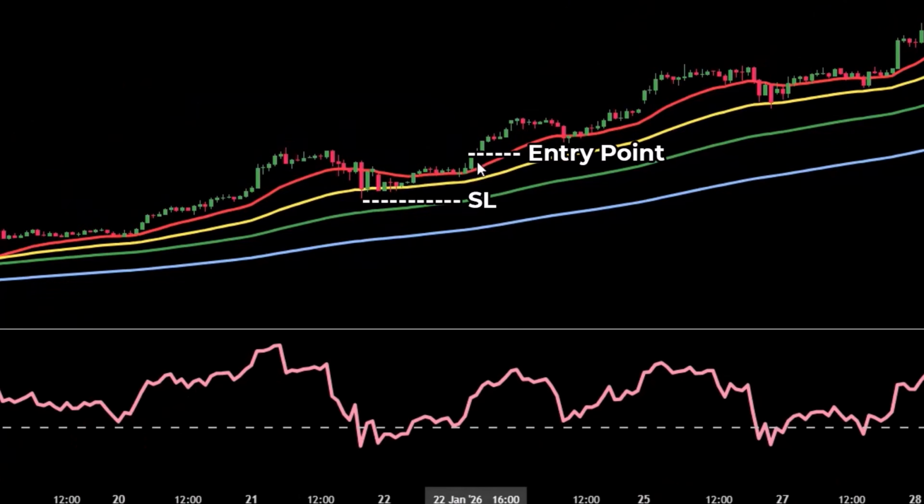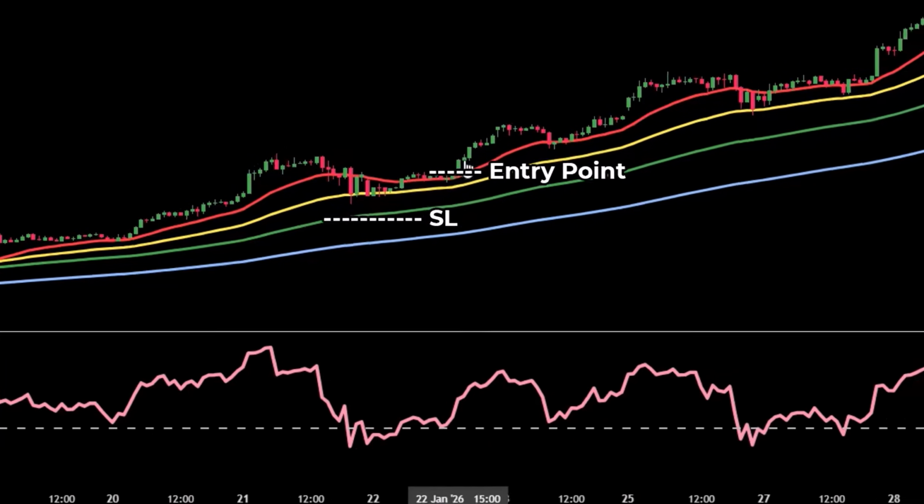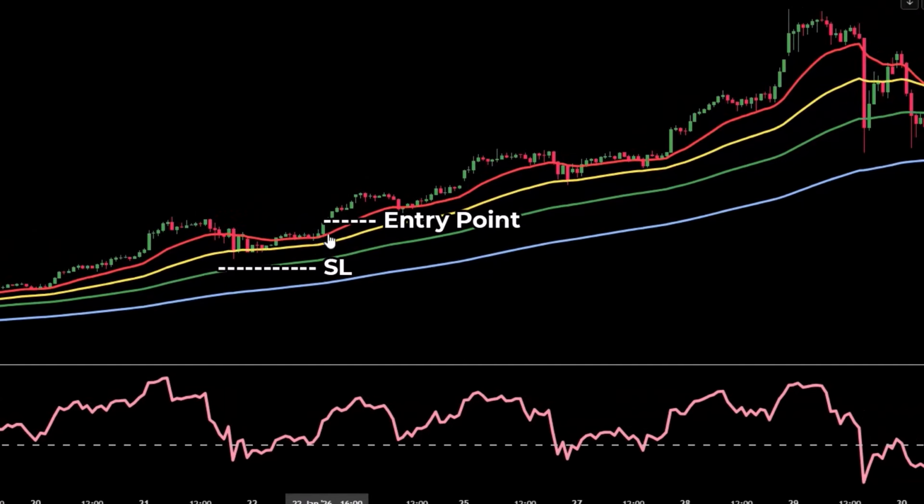Place the stop loss below the most recent swing low, and for your take profit, you can target the next resistance level or simply use a 1 to 1.5 risk to reward ratio. After the entry, the price starts making higher highs again. By waiting for the trend, the momentum, and the price to align, we avoid many low-quality entries.